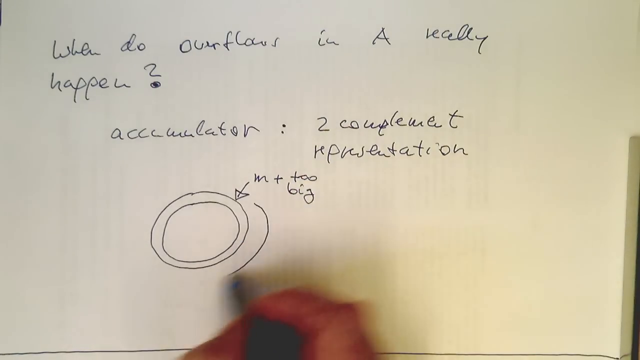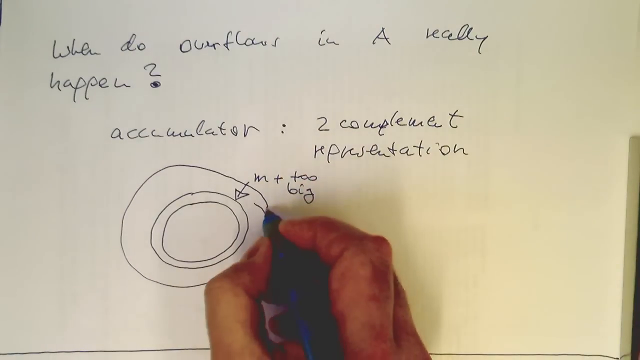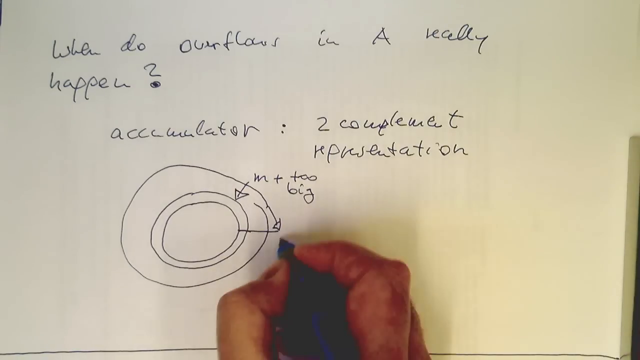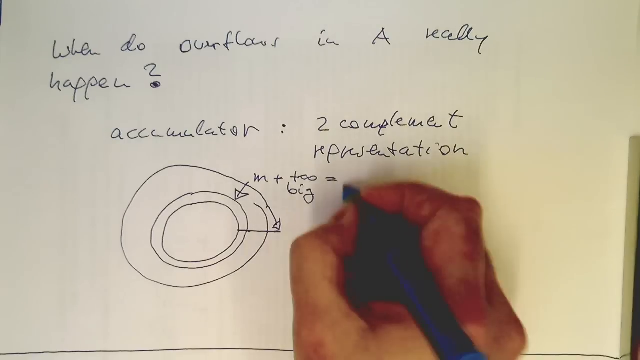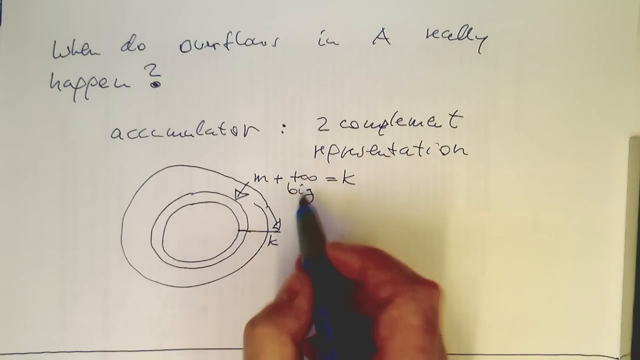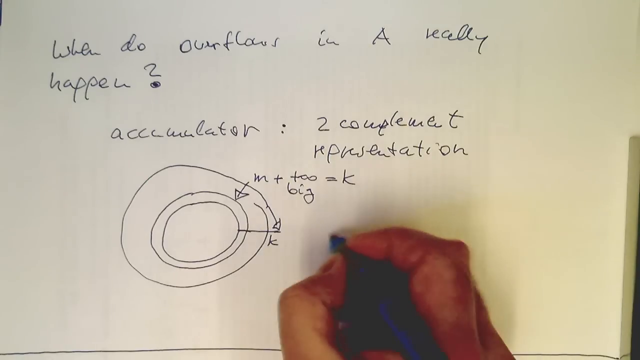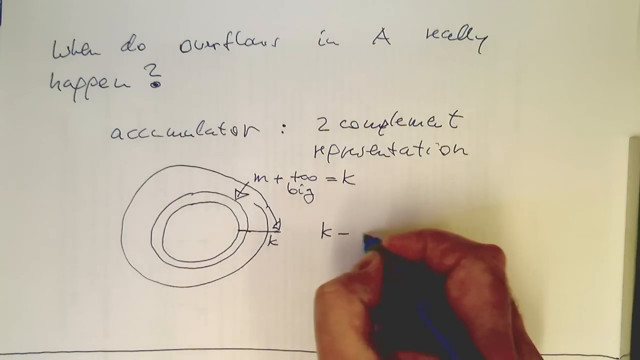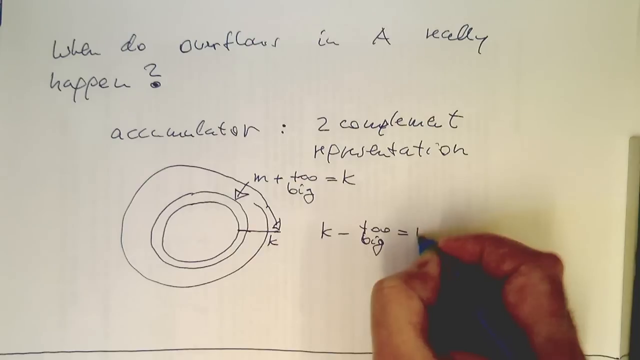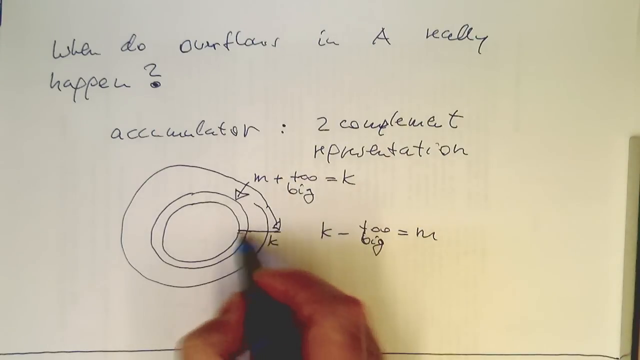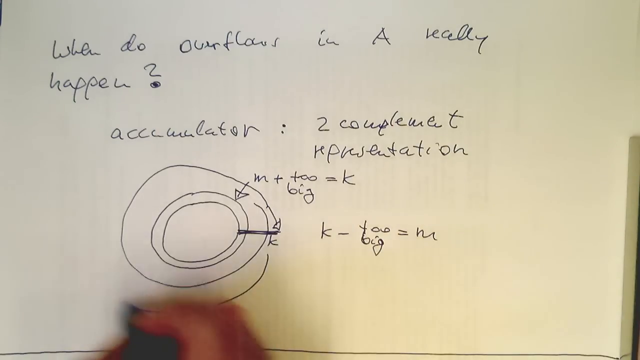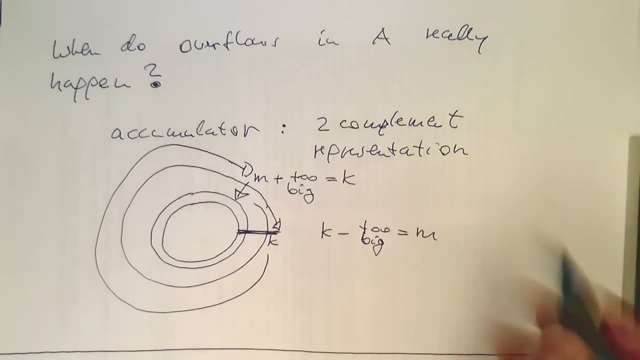So this number is making a rotation like that, and we are ending, for example, here. So that's our resulting number, let's call this k. But if we are subtracting this number, which is too big, again from this, so k minus our number which is too big, then we are ending up again at m. So if we are here and subtract this again, we are rotating just back to this point.